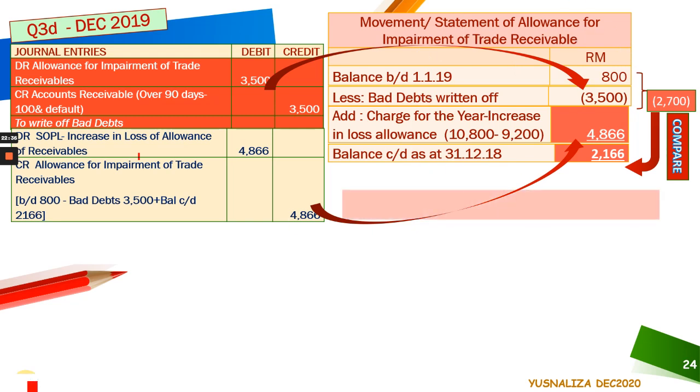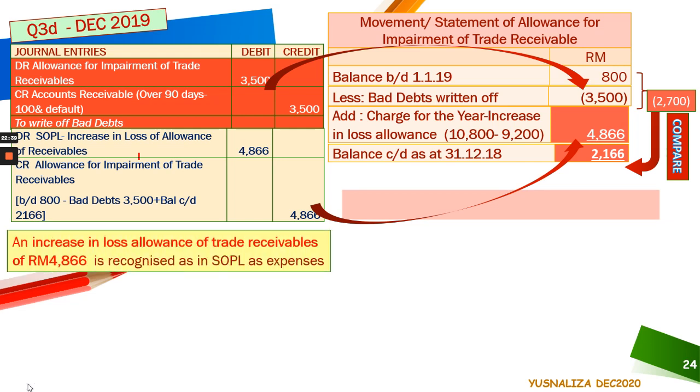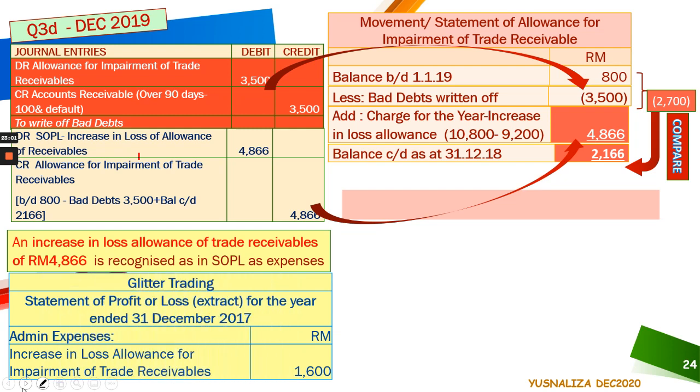Next is to write an advice on the disclosure, or propose to the management where this is to be disclosed in the SOPL. Make them understand that the loss allowance of 4866 will be recognized in SOPL as an expense. You don't have to show the SOPL, but I'm showing you. As I say, this is a bonus answer, so that should be under admin expenses. Increase in loss allowance. If it's a decrease, it is under other income.